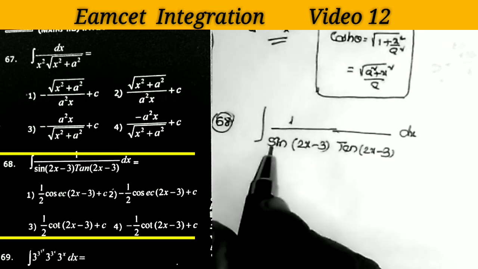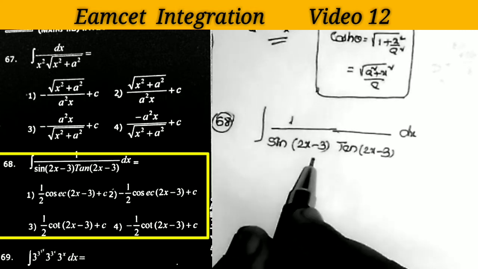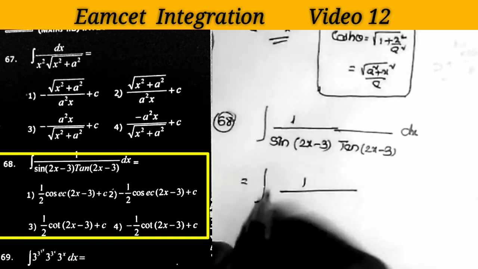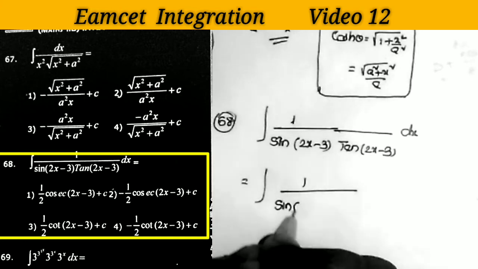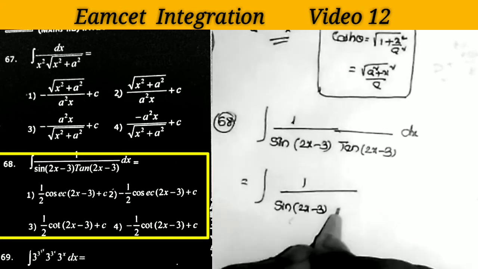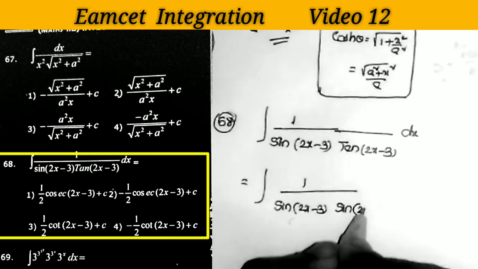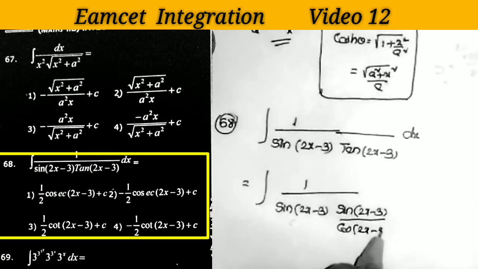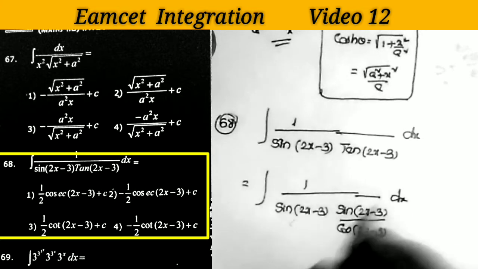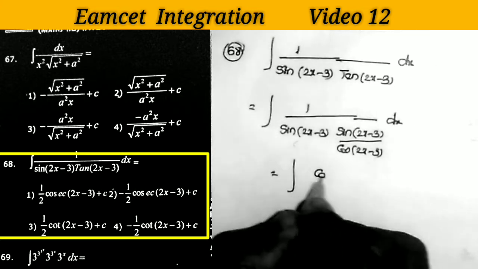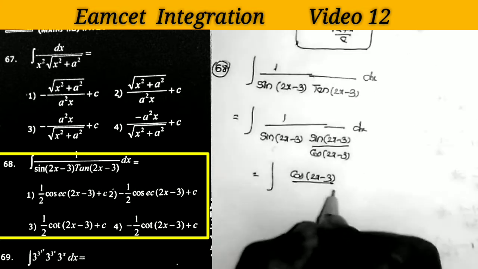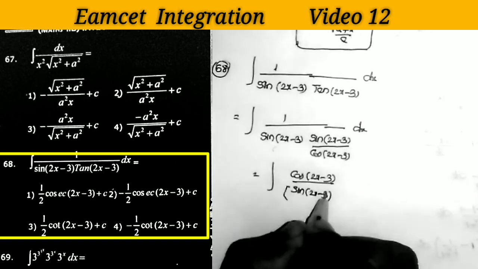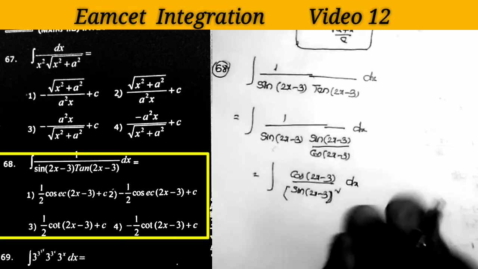Next question, sum number 68. Integral 1 by sin(2x minus 3) into tan(2x minus 3) dx. This is a very easy question. What is tan(2x minus 3)? It is sin(2x minus 3) by cos(2x minus 3). Writing cos(2x minus 3) in the numerator, we get cos(2x minus 3) by sin(2x minus 3) whole square in the denominator.